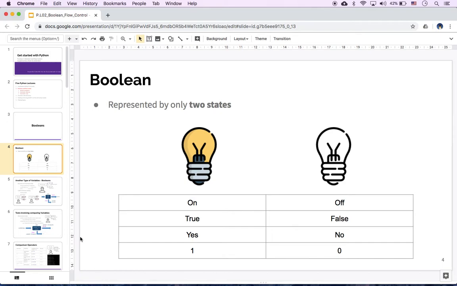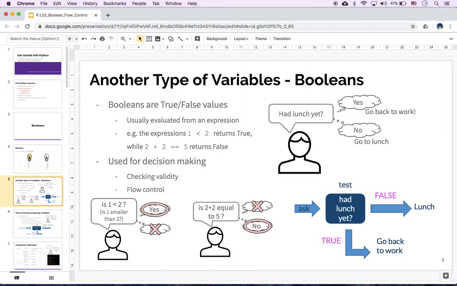So normally it's associated with asking a yes/no question. So if your coworker or your classmates ask you if you had lunch yet, there could be only two answers, yes or no, right? By answering yes or no, you are doing some decision making. So Booleans are used in making decisions when you're asking a yes/no question.